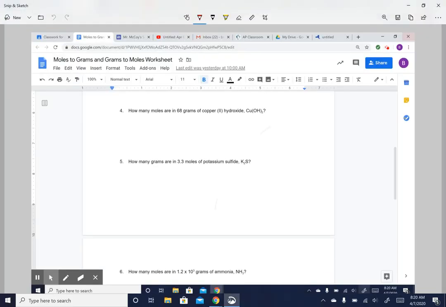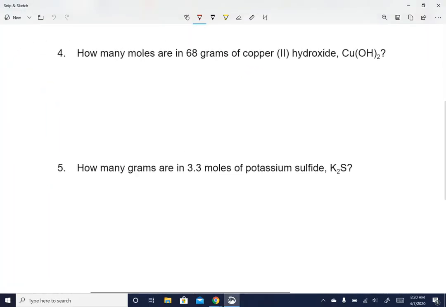All right, so number 4, here we go. How many moles are in 68 grams of copper 2 hydroxide, Cu(OH)2? This one's a little tricky because you've got 2 H's and 2 O's, so that 2 is for both of them. Maybe I'll label it here very small. We have copper, then 2 oxygens and 2 hydrogens. So I'm going to take the mass of oxygen and multiply it by 2, and the mass of hydrogen multiplied by 2.